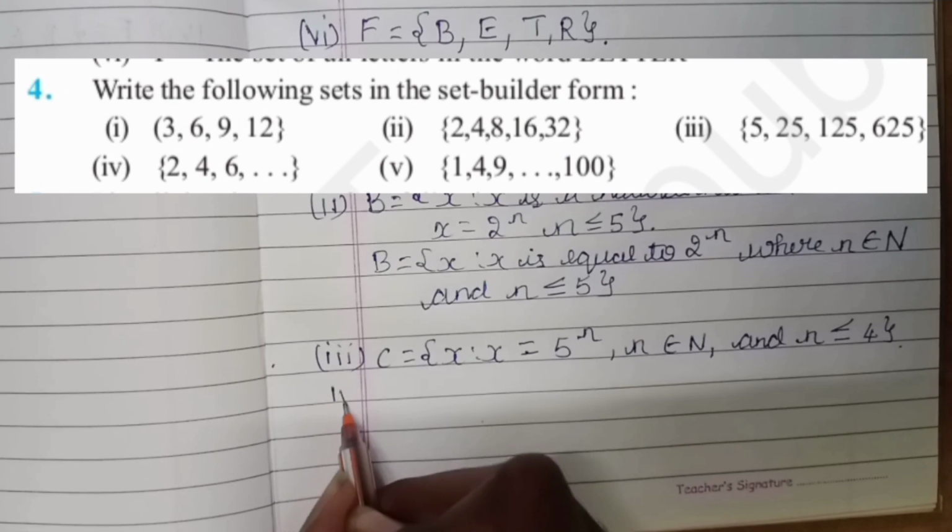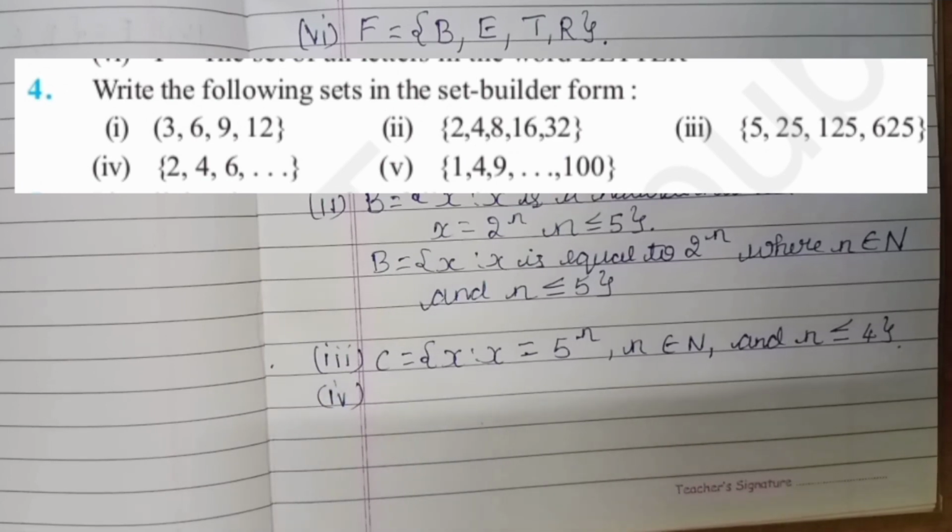The fourth sub question, D is equal to 2, 4, 6. The last element is not given. From this we can say that it is an infinite set. If you don't know the meaning of infinite set, in the introduction part, it's just a 10 minutes video. Go and watch it. In that we have covered everything. Okay, we'll write the answer.